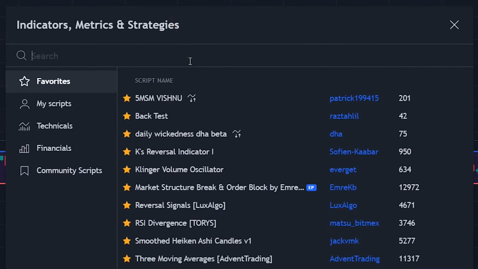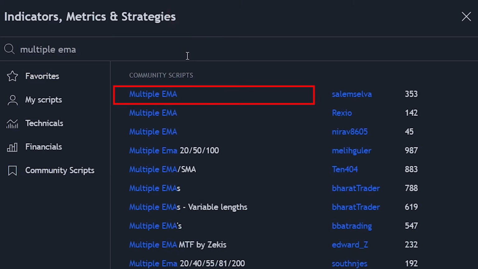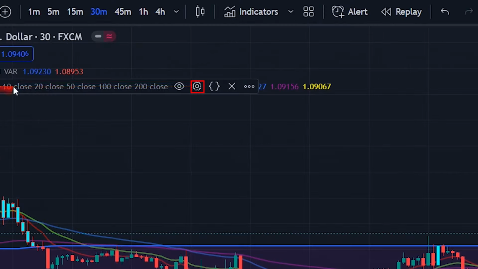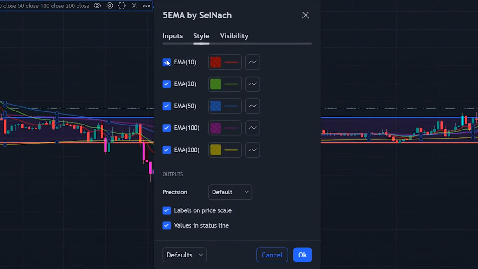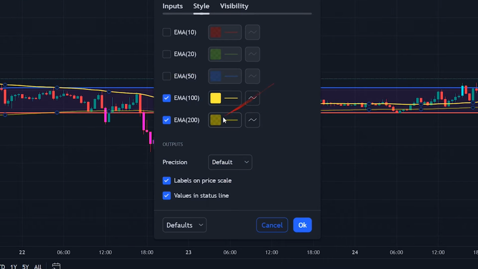Go to the Indicators tab and search for Multiple EMA. Go to its settings, keep only 100 EMA and 200 EMA and change their colors as you wish.